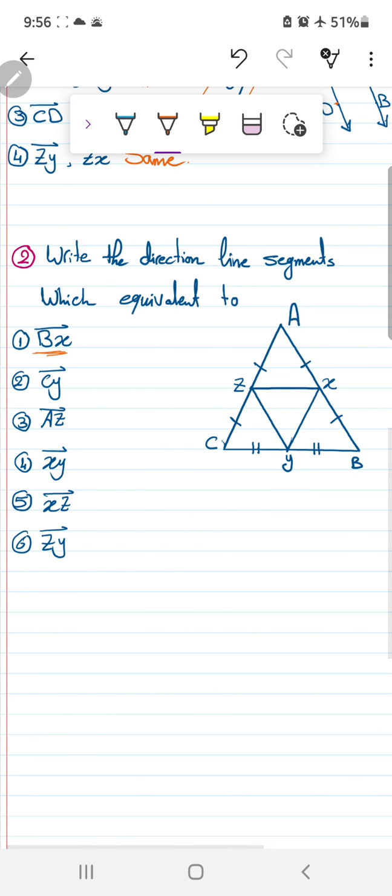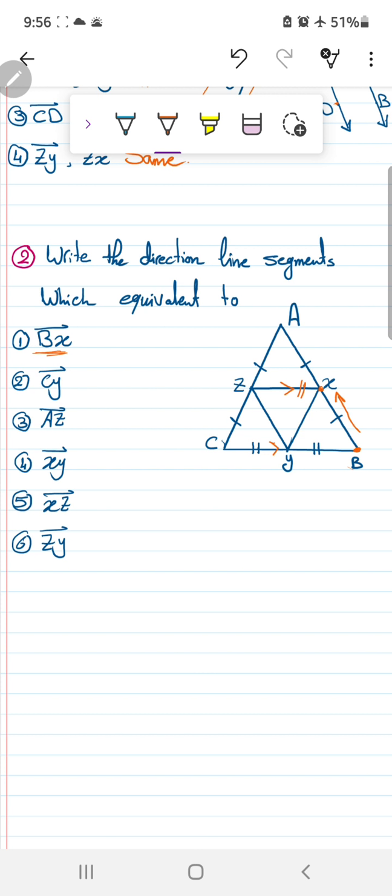Here in this figure we have X midpoint, Z midpoint and Y midpoint. So here we have XZ, a line segment joining two midpoints. We said in the first preparatory that it is equal to half the third side, which is half BC, and parallel to BC. So here we have XZ equal to CY equal to YB. Okay, so here BX, the direction of BX in this way, and here the starting point B and ending point X.